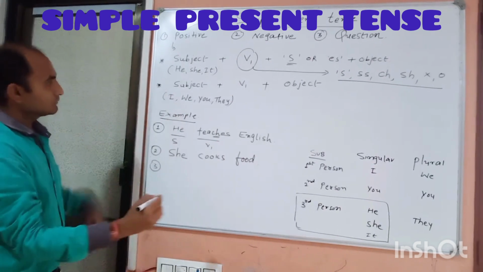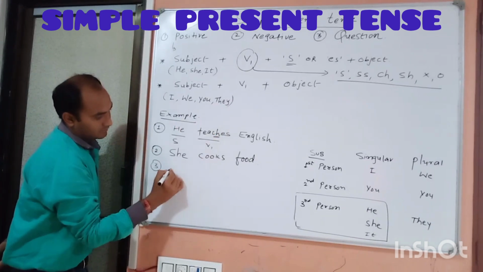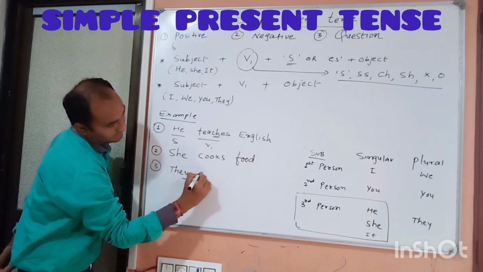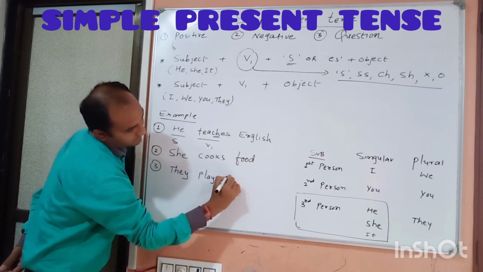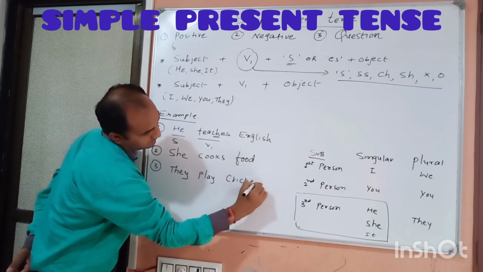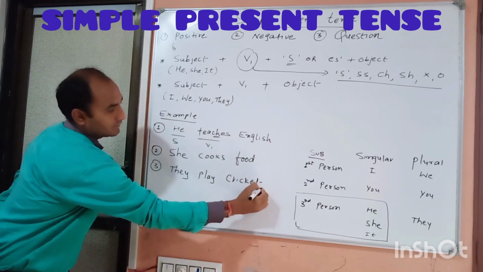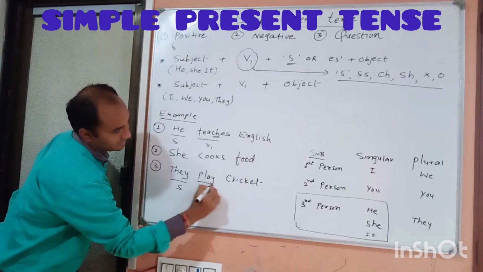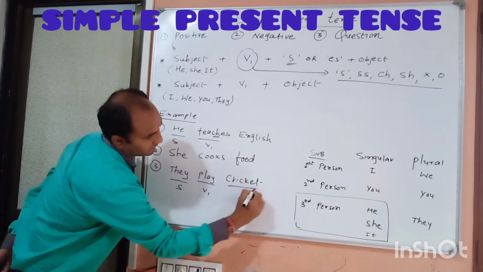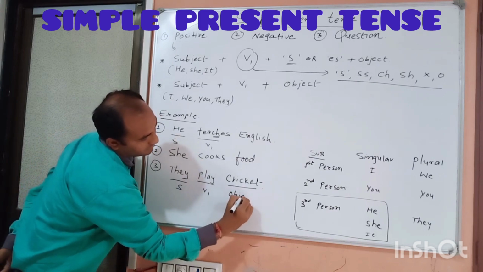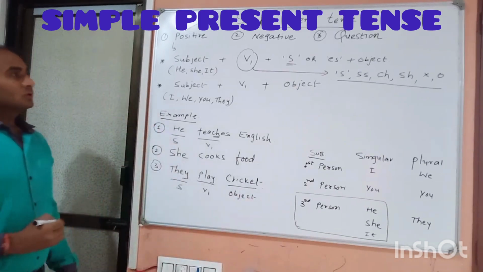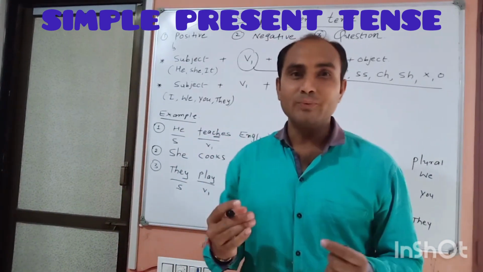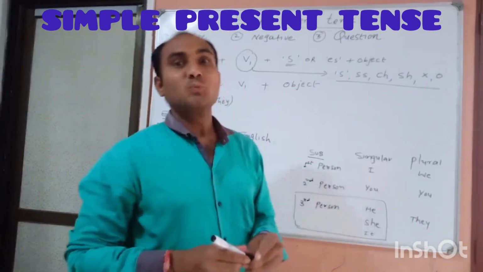Now from this structure, number 3. They play cricket. So they, it is a subject, play, it is a V1 and cricket, it is an object. So I hope that you can understand the positive structure very well.